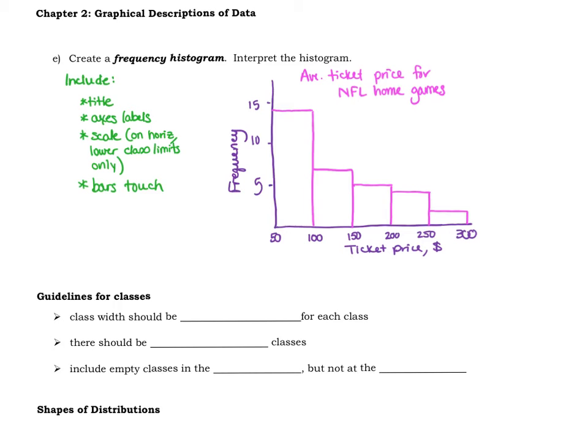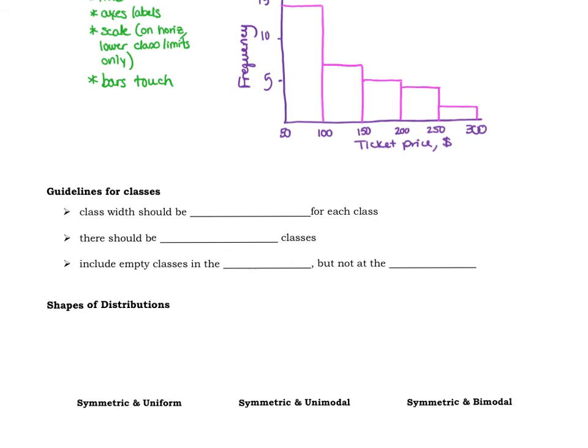Now, a few guidelines for you if you're making a histogram on your own. Okay, so here are some guidelines. The class width should be the same for each class. Okay, in other words, you can't have a width of $50 for one class and then go up to $150 for the next. They all need to be the same. Even if that means something wouldn't be in the class, you can have a class that doesn't have anything in it. All right. There should be somewhere between 5 and 20 classes.